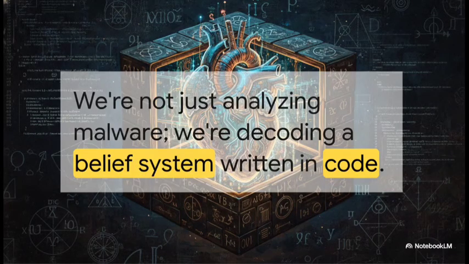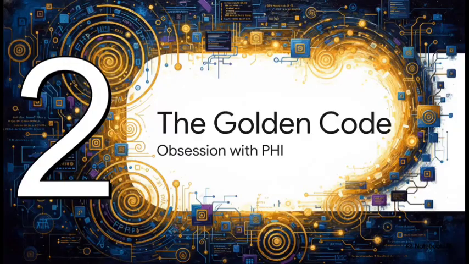It's like we're decoding a belief system, where every single line of code is another clue in a much, much bigger philosophical puzzle. At the very heart of this puzzle, the absolute core of it all, is one single mathematical constant, phi. You know it as the golden ratio. And this number isn't just a gimmick they threw in, it is the philosophical and operational backbone of the entire system.